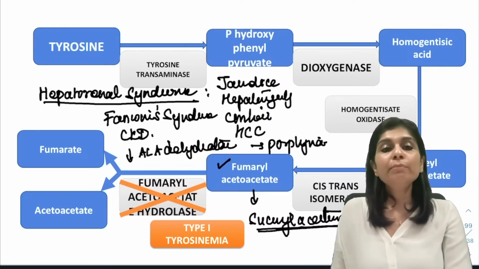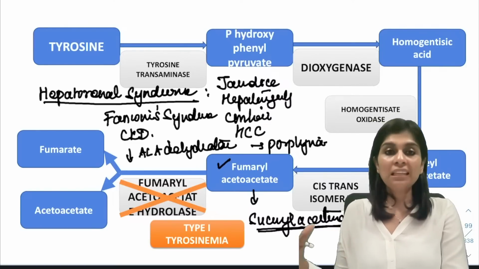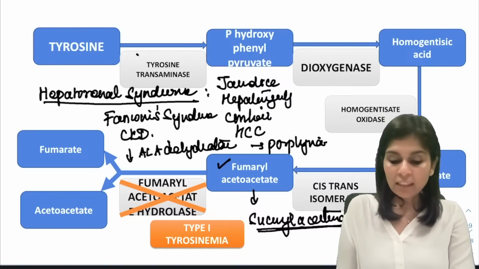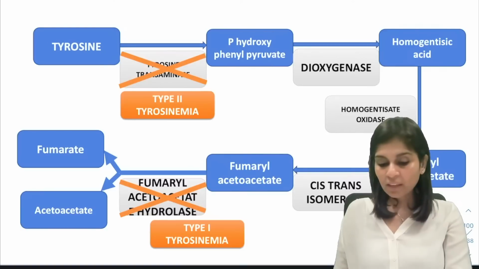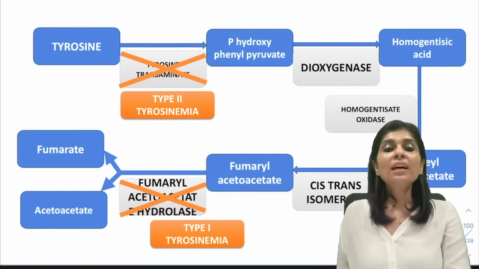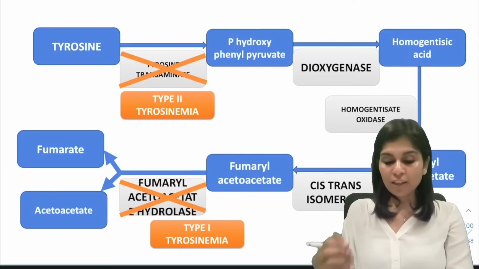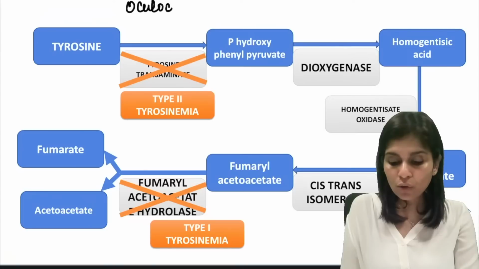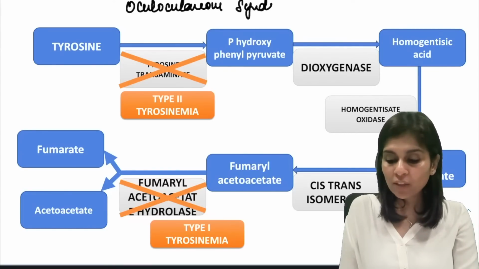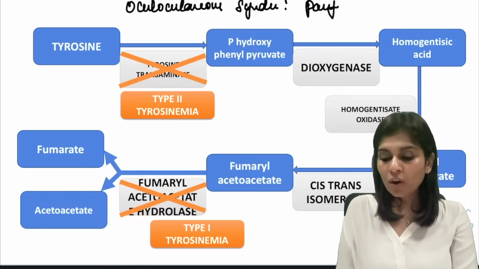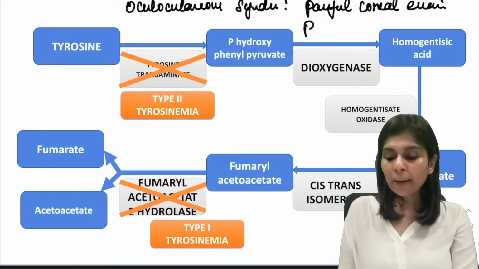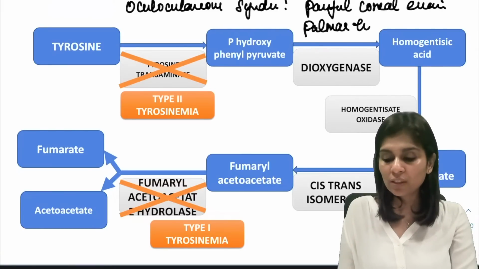Now let's learn about type 2 tyrosinemia, about which we have already learnt. Tell me, type 2 tyrosinemia is caused by the defect of which enzyme? Tyrosine transaminase. What are the manifestations? Two eyes. The manifestation would be oculocutaneous syndrome. Why is it called oculocutaneous syndrome? Because it presents as painful corneal erosions and palmar hyperkeratosis.